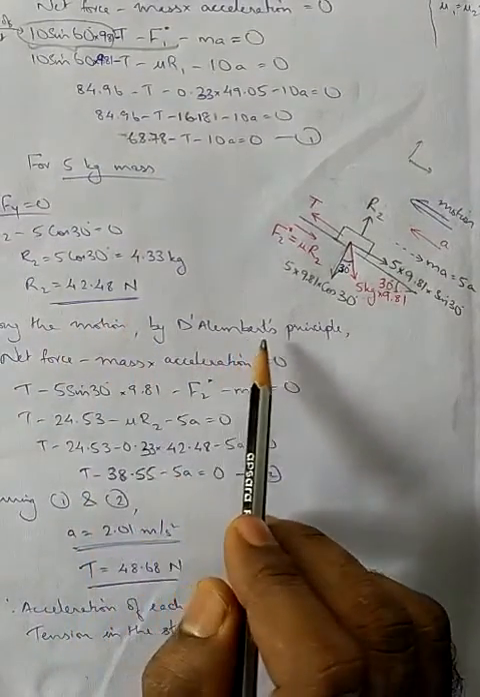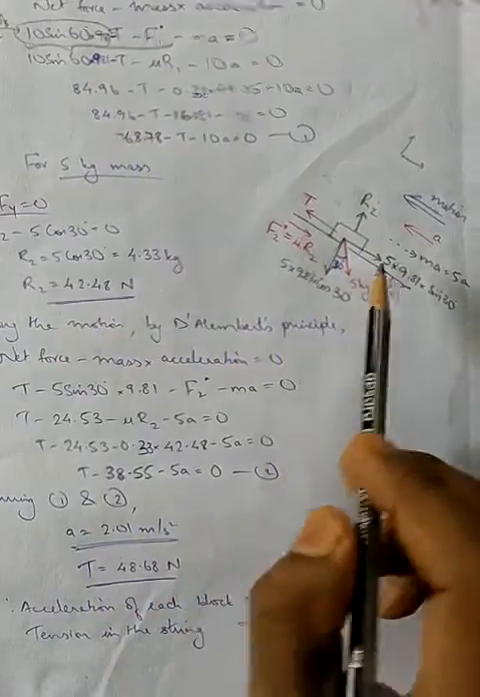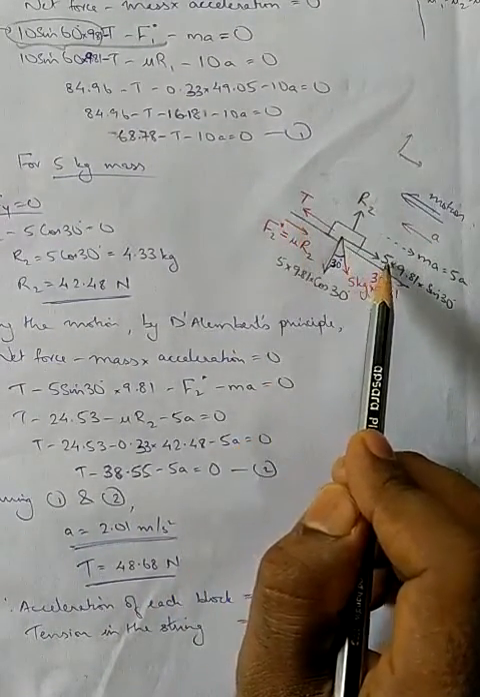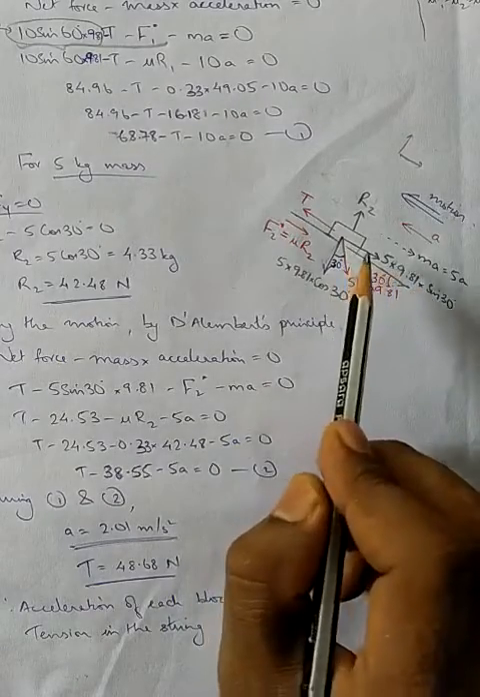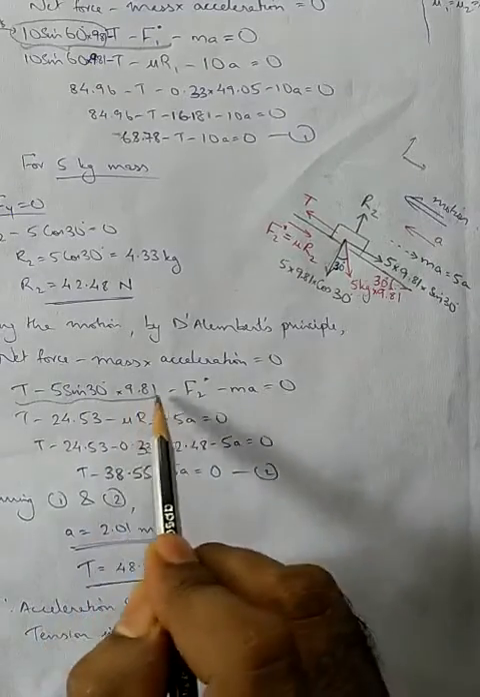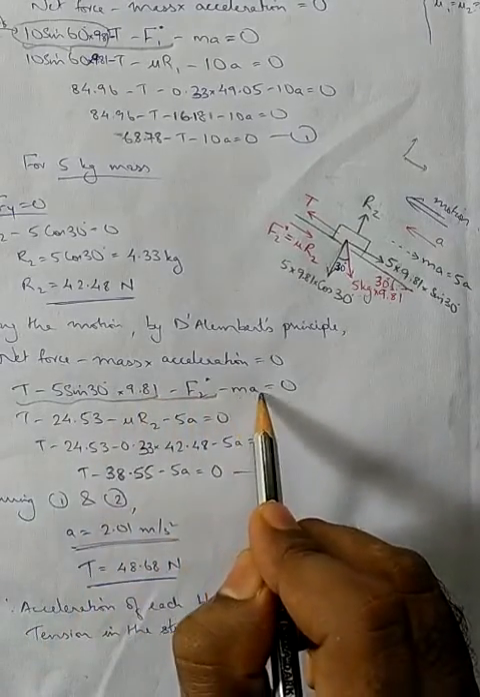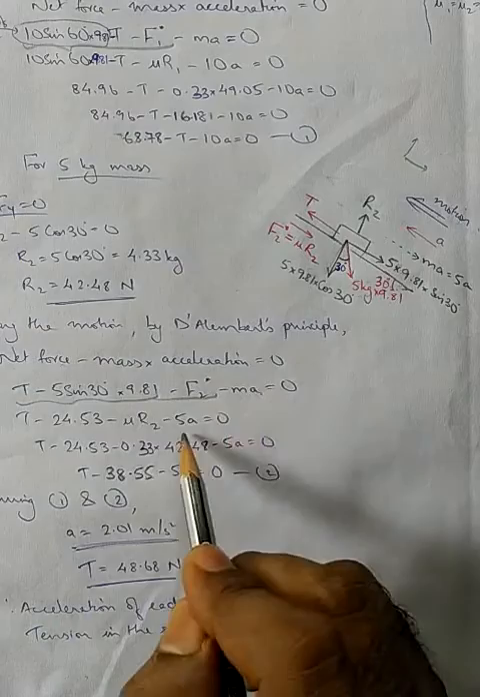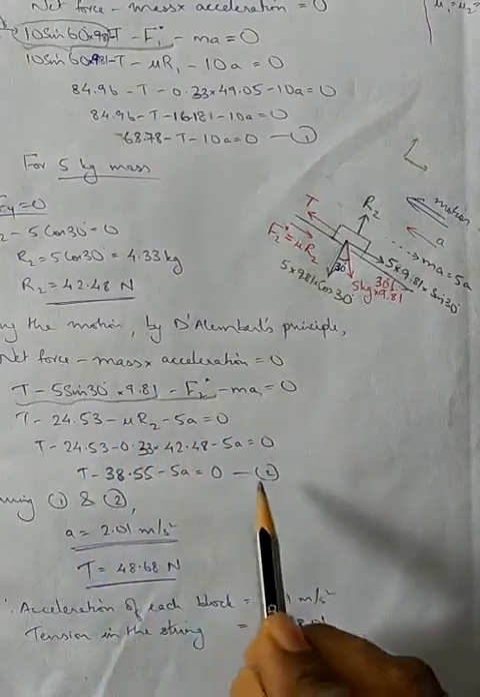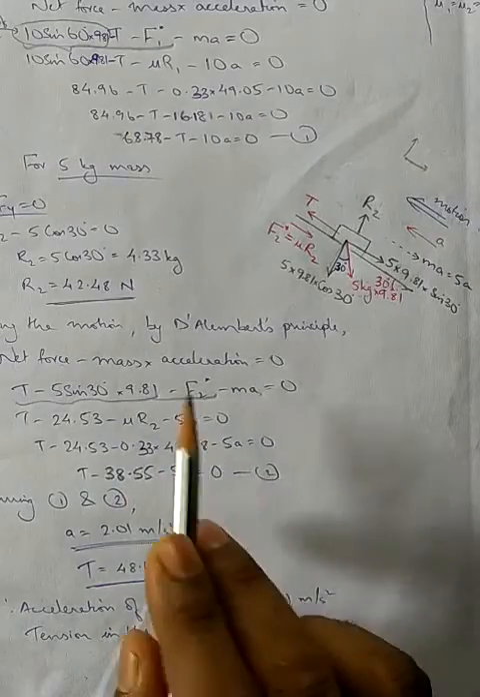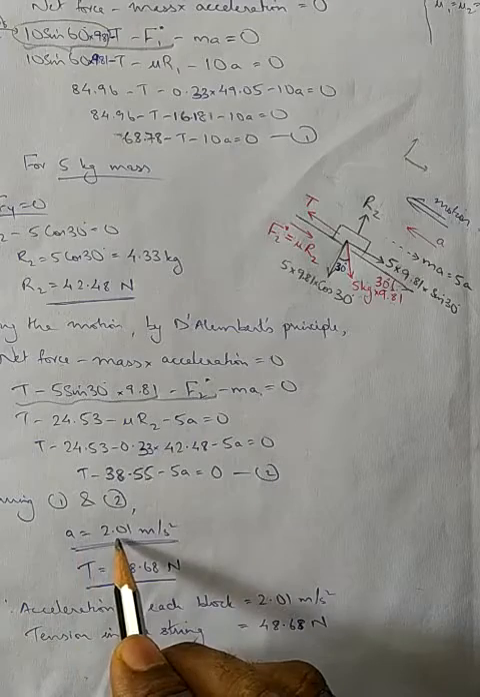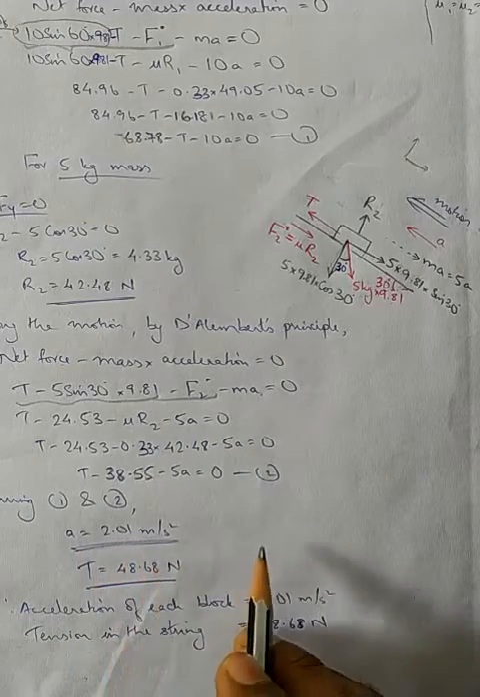Now along the motion we will be applying D'Alembert's principle. So along the motion means it is T minus 5 sin 30 into 9.81 minus F2 star. So up to this it's okay. Net force minus mass into acceleration equal to 0. Mass is 5. We already got the values of this. So from this you will be getting equation 2. Solving equation 1 and equation 2, you will be getting the acceleration, which is 2.01 meter per second square.